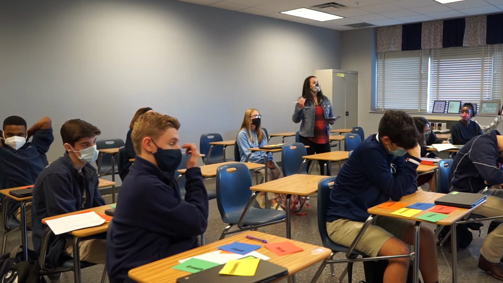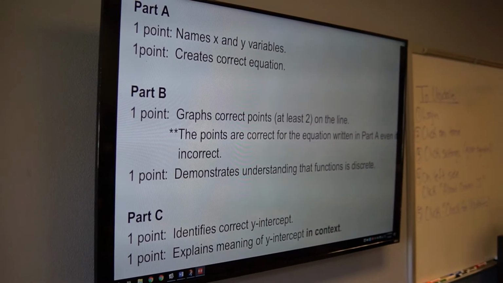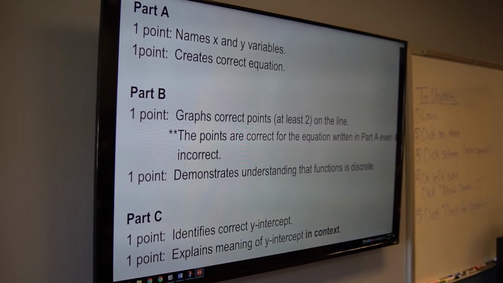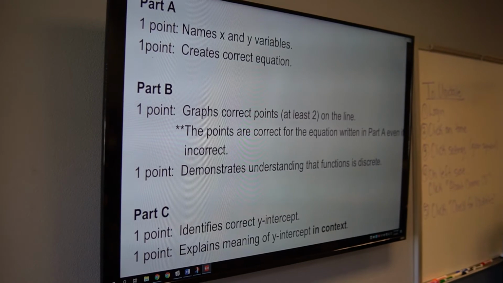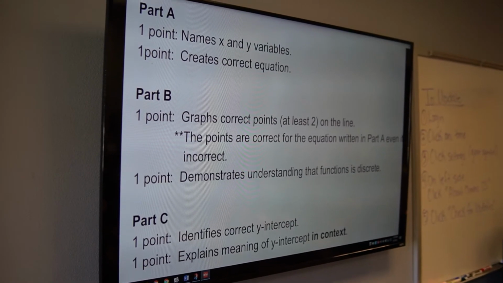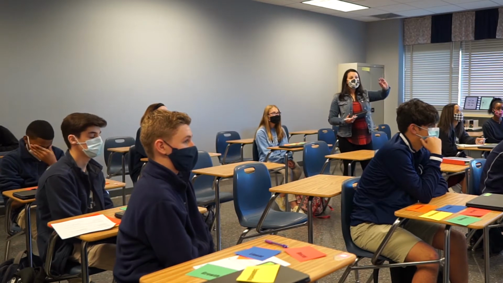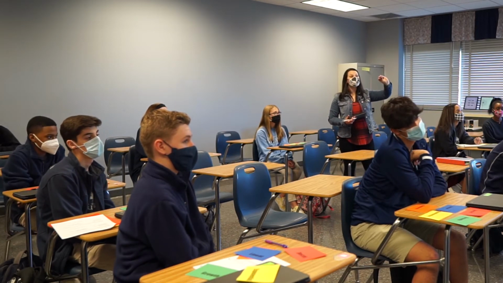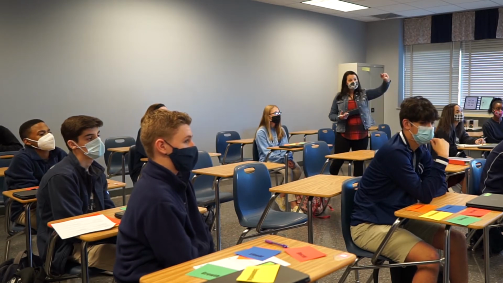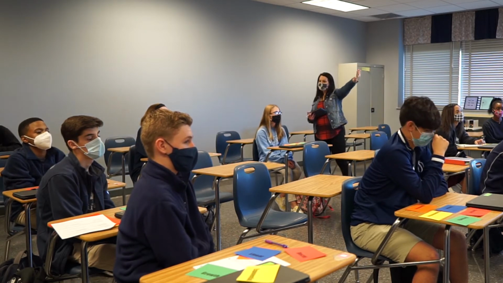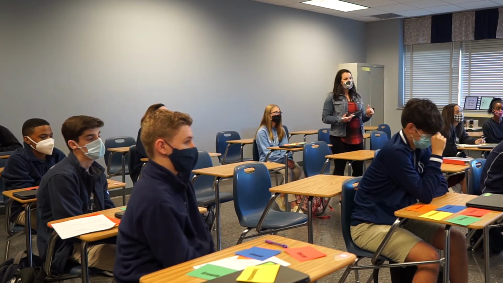Okay? Now, part B, you're asked to graph your equation. If you graph 2 correct points on the line, you get 1 point. Now, the cool thing about these free response questions is if you made a mistake in writing your equation, if your equation is a little wrong, but you graph 2 points that are correct for your equation, even if your equation is wrong, then you still can get the points for graphing.